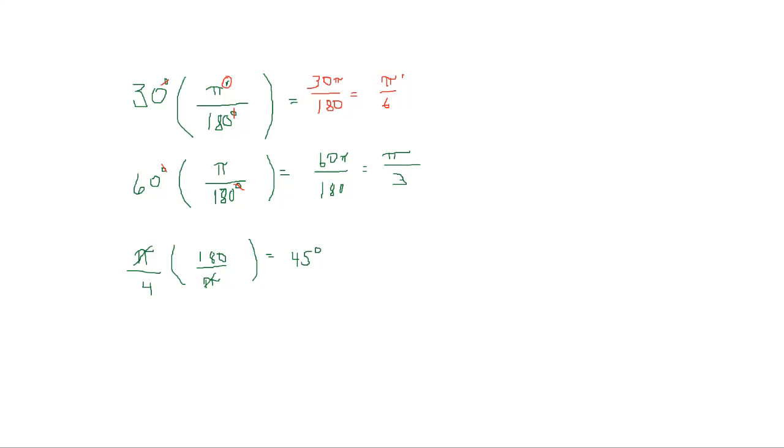Suppose we have pi over 2 radians, and we are converting to degrees. Well, again, since degrees have to be standing at the end of this, right? We're converting to degrees. I will put the radian measure in the bottom, so the pi has to go in the bottom there. And again, notice that the pi's will cancel, and 180 divided by 2 is 90 degrees.